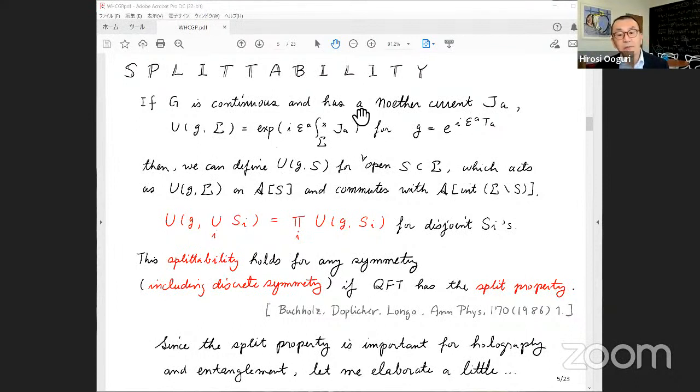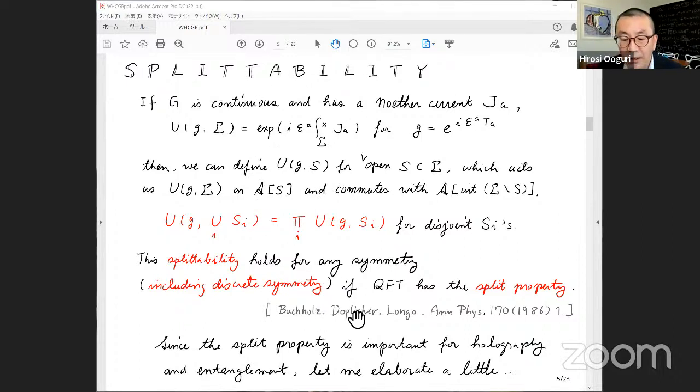It follows from this expression that if you split the space-like slice into a union of disjoint subspaces, then you can write this operator as a product of operators acting on each of these subspaces. It just follows from the fact that it's the exponential of an integral of this operator. If this sigma is decomposed into subspaces, the exponent becomes a sum, and therefore this operator becomes a product. So this is a consequence of Noether's theorem for continuous symmetry. But this is a property of the symmetry, so there is a name for it, and this is called splitability.